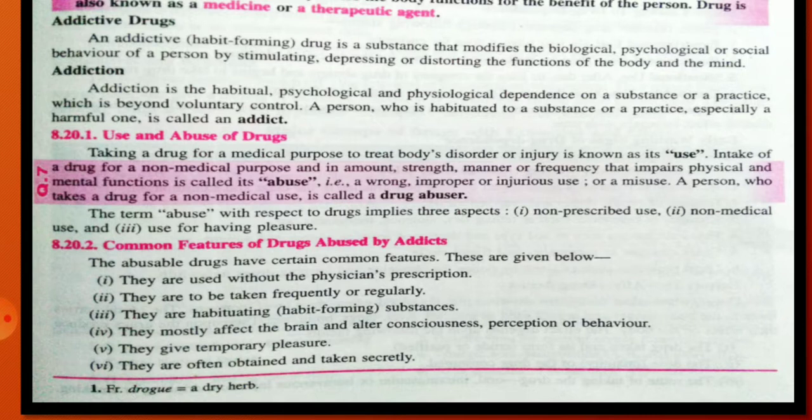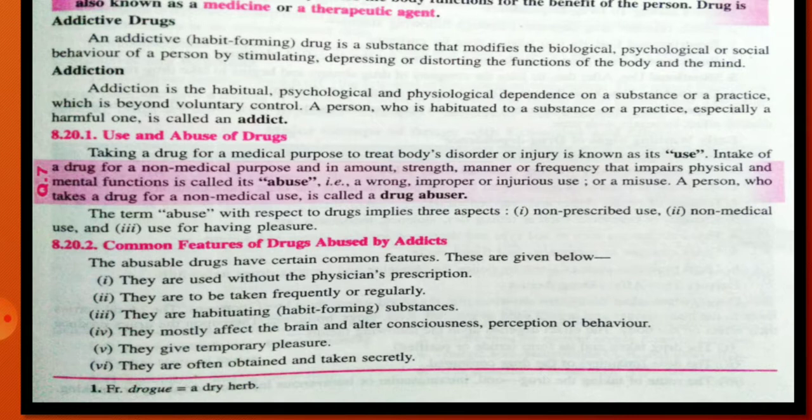So anything that helps in the treatment of diseases in our body is called the use of drugs. And whenever it is used for non-medical purposes, or misused in some improper way that is wrong for us, then this is called abuse. A person who takes a drug for non-medical use is called a drug abuser. So, clear about the use and abuse of drugs.